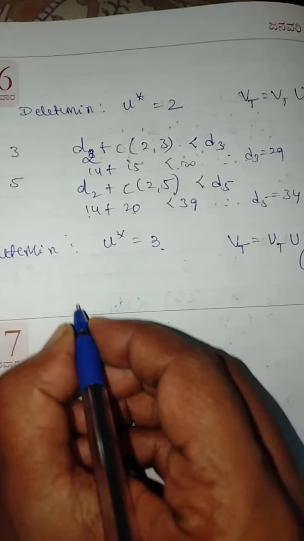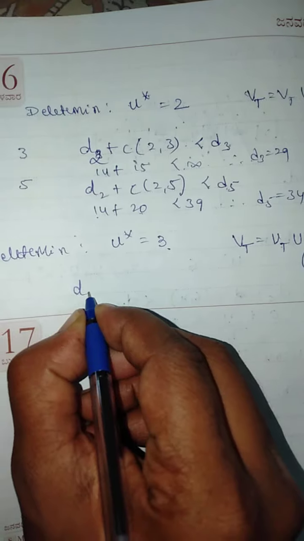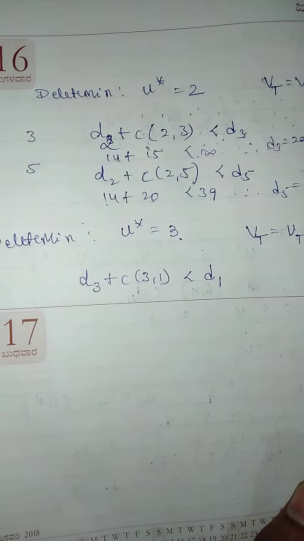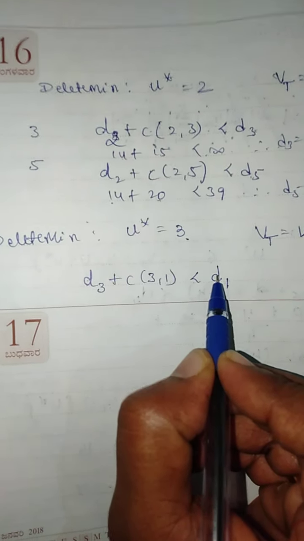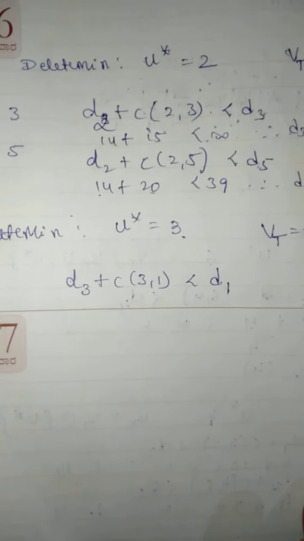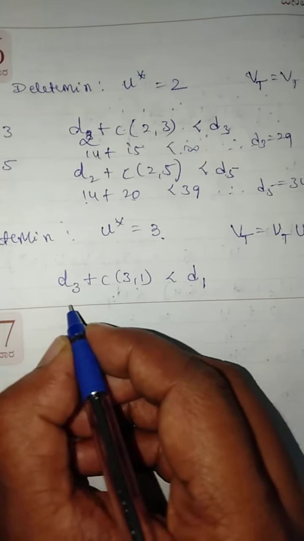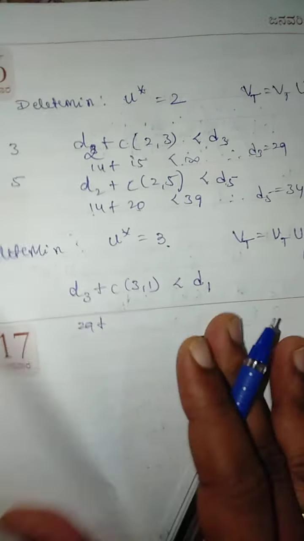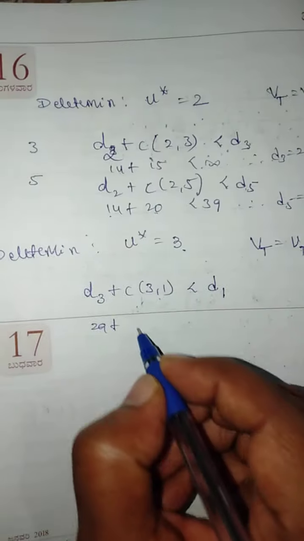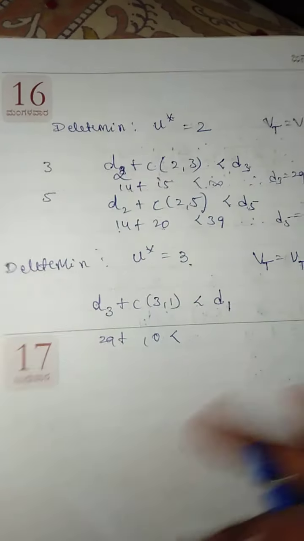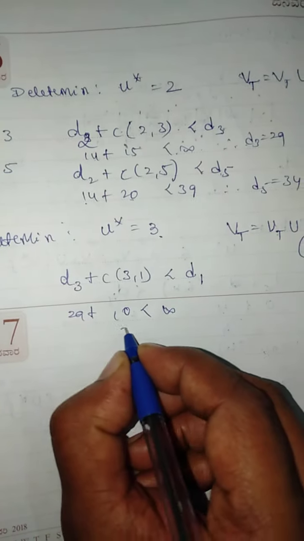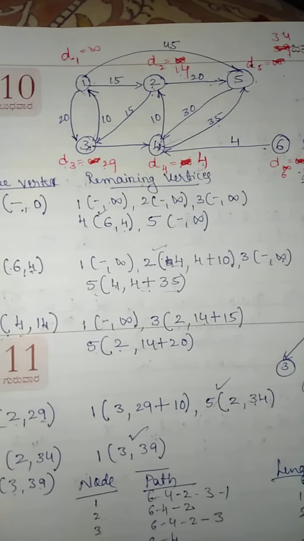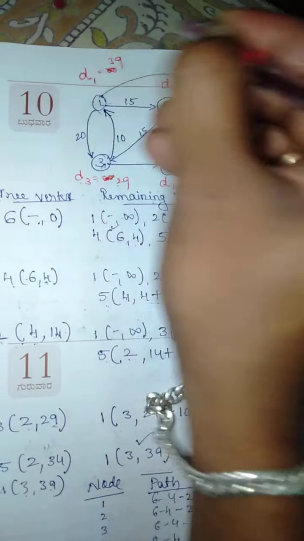Okay, and I have to find whether distance to 3 plus cost from 3 to 1 is less than distance to 1. These indicate the distances from the source node. So what is D3? D3 is 29 plus cost from 3 to 1. 3 to 1 is 10, less than D1, which is infinity. Yes, 39 is less than infinity, and update. So update D1 to 39.